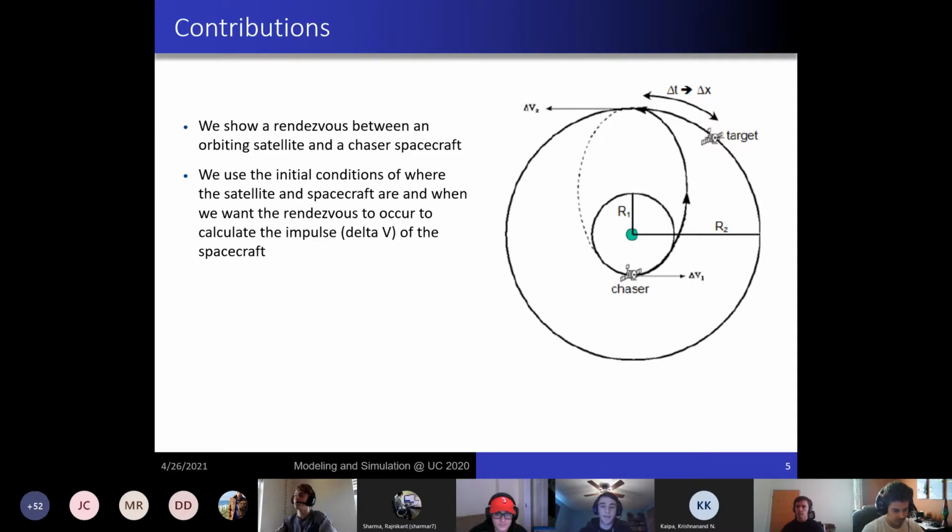So we created a model showing a target satellite in a constant circular orbit and a chaser spacecraft adjusting its own orbit and position in the orbit to rendezvous with the satellite. The model considers the initial altitudes of the satellite and spacecraft and calculates their initial velocities, the chaser's impulse, and position of rendezvous.